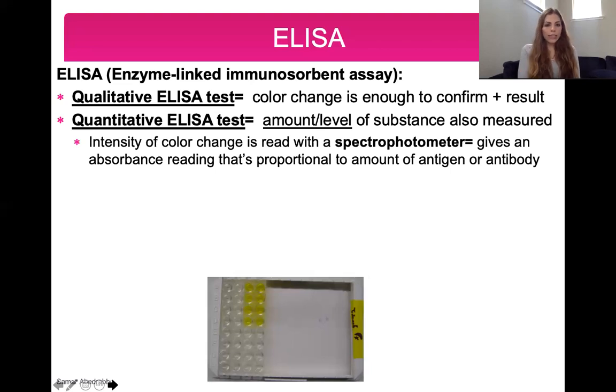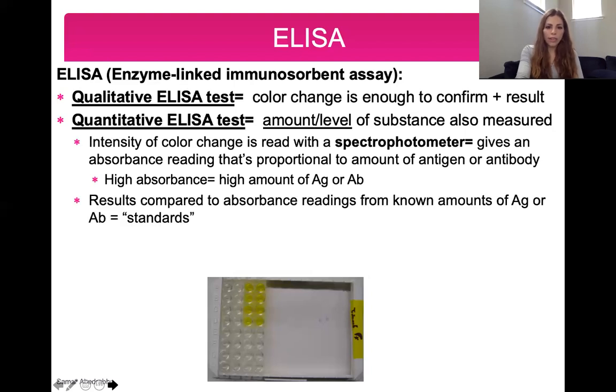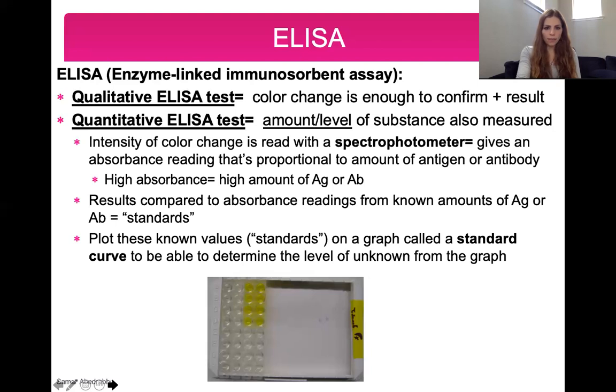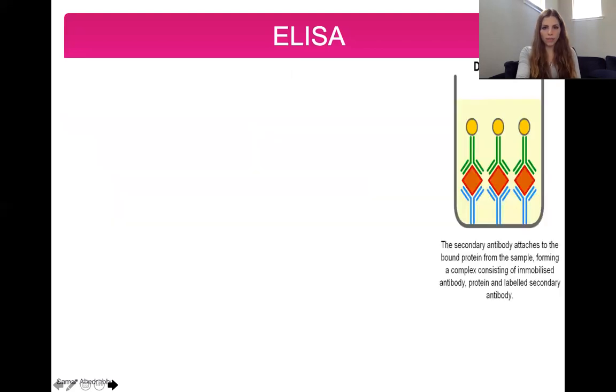And then for quantitative ELISA, the way you tell how much someone has something, you read the color change, how much the color changed in a machine called a spectrophotometer, and it gives absorbance readings that tells you how much antibody or antigen they have. So again, this is for the quantitative ELISA, not for the qualitative one. And high absorbance means you have a high amount of antigen or antibody, whatever it is you're looking for. And you compare the results to known amounts of the antibody or antigen you're testing, and we call those standards. And then you plot them on a standard curve.